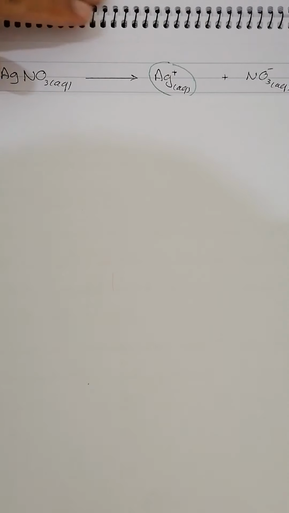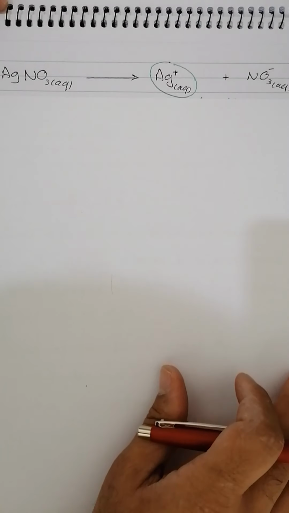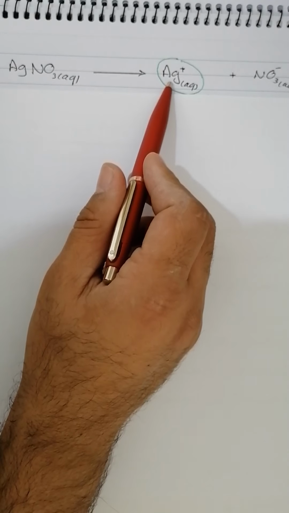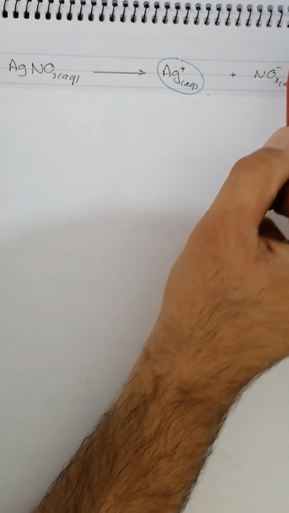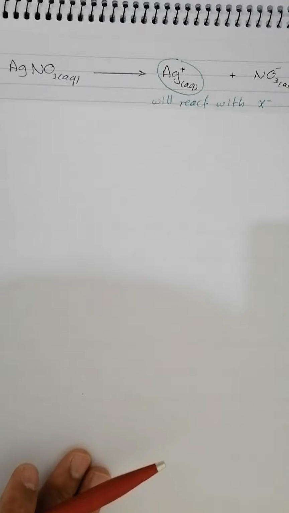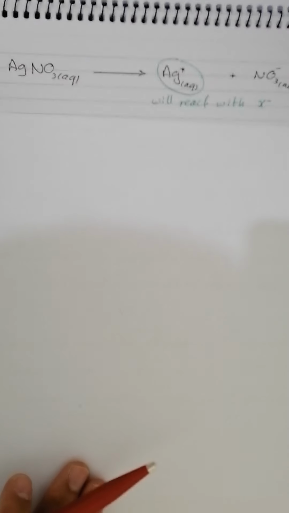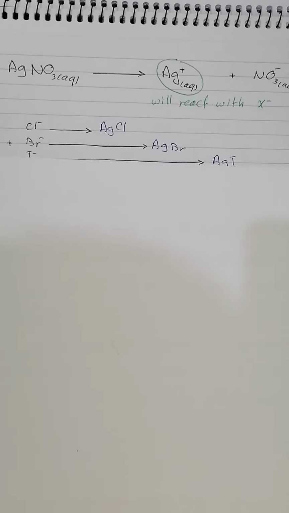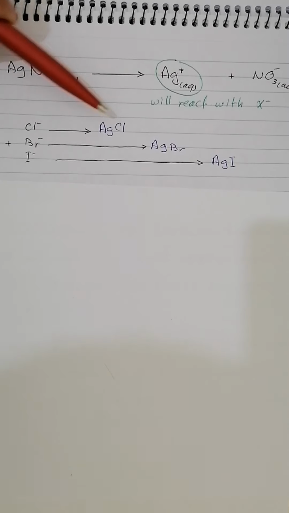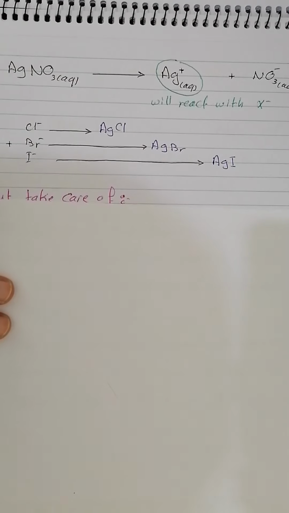Okay, we will add silver nitrate, which will dissolve to give silver ion and nitrate. I will ignore nitrate here, and I will talk about silver, which will react with halide to form one of the following solid precipitates. If our halide is chloride, it will be silver chloride. If my halide is bromide, it will be silver bromide. If it is iodide, it will be silver iodide.